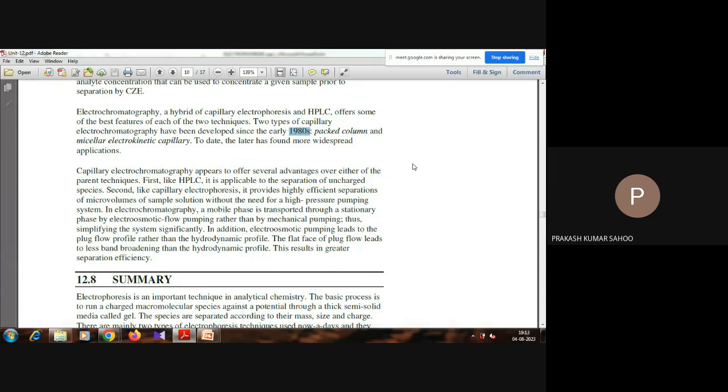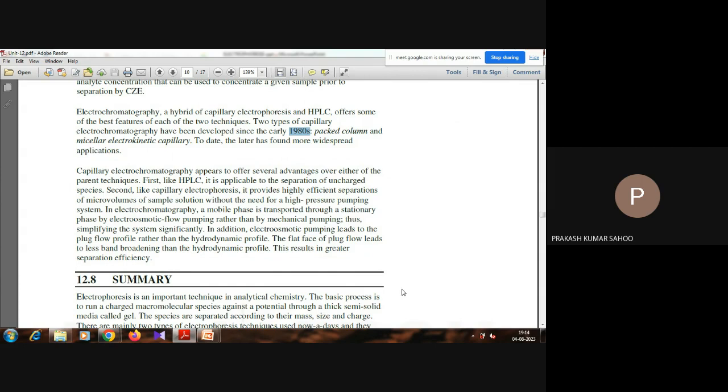Capillary electrochromatography appears to offer several advantages over other techniques like HPLC. It is capable of separating uncharged species. Second, it provides highly efficient separation of micro volumes of the sample solution without the need for high pressure pumping. In electrochromatography, a mobile phase is transported through a stationary phase by electroosmotic flow pumping rather than by mechanical pumping, thus simplifying the system significantly.